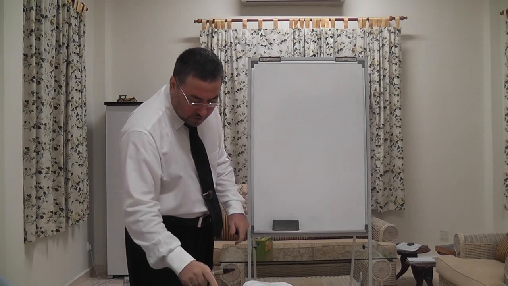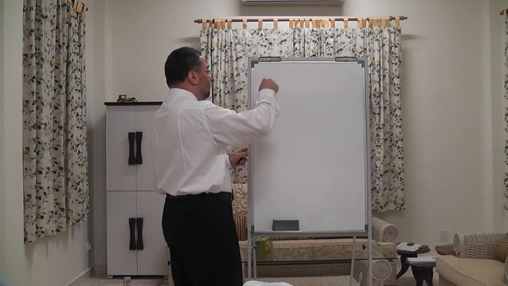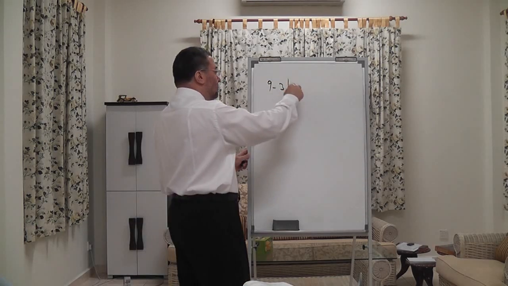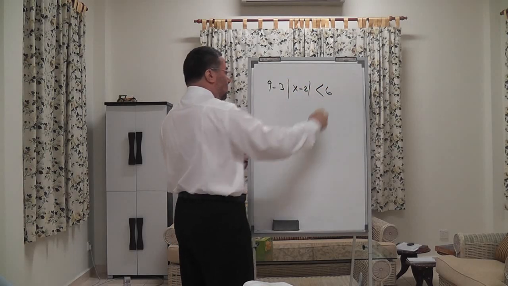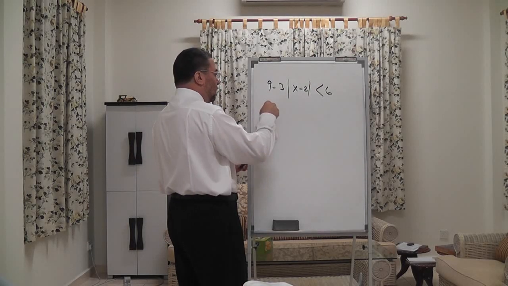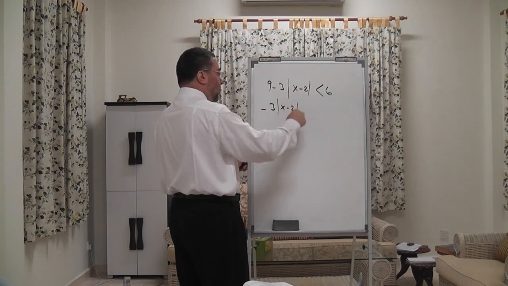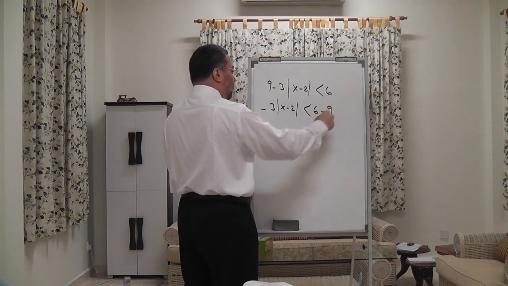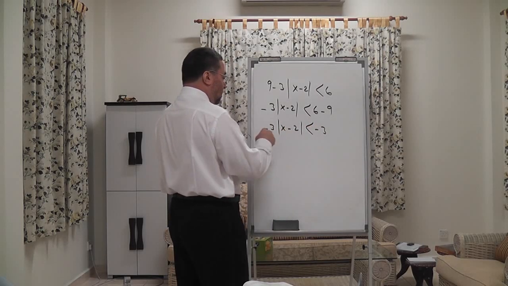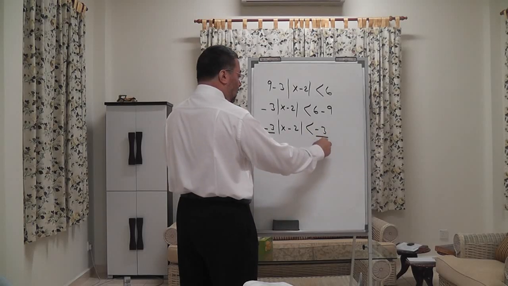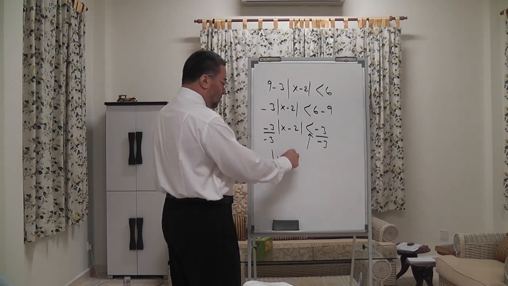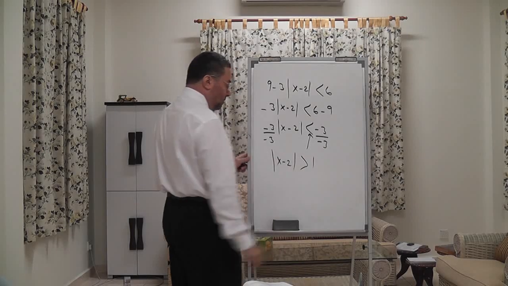Next is number 35, 9 minus 3 absolute x minus 2 less than 6. Here, we take the 9 to the other side, so we have minus 3 absolute x minus 2 less than 6 minus 9, minus 3. Less than minus 3, we divide by minus 3, and don't forget to change the sign. So we get absolute x minus 2 is more than 1.